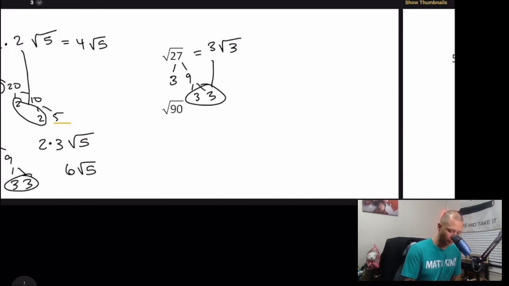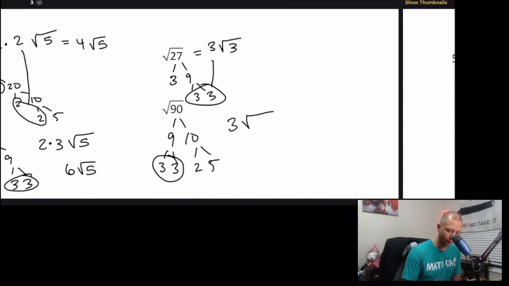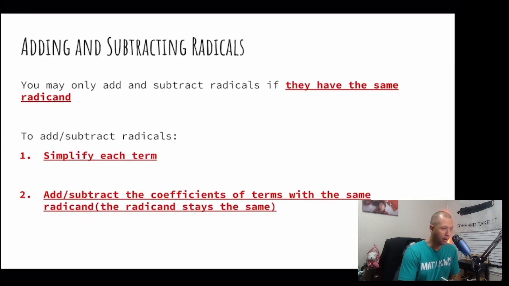Last example, 90. So we can call this 9 and 10, because 9 times 10 is 90. 9 is 3 times 3. 10 is 2 times 5. See that a pair of 3s will come out as a single 3, and then root 10. That is simplifying radicals. All right, next, adding and subtracting radicals.